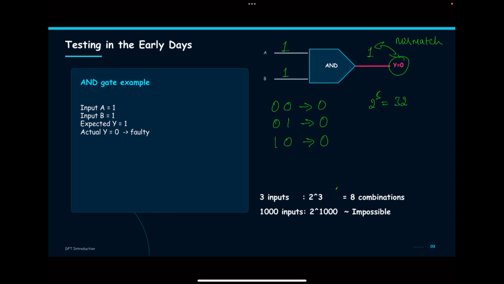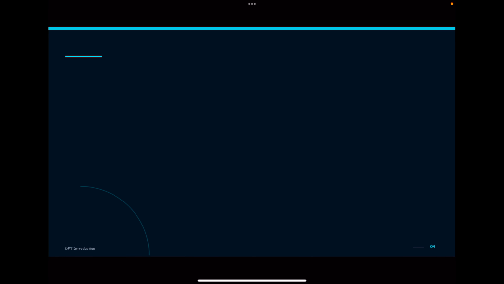So if you try to test a modern chip the old way, checking every input combination one by one, it would take longer than our lifetime. This massive combinational explosion is exactly why traditional testing has died. This is why design for testability became mandatory for modern chip design. Wait a second. What I just explained sounds a lot like what design verification does, right? So, how is DFT different from verification?